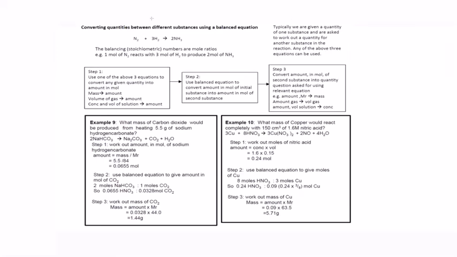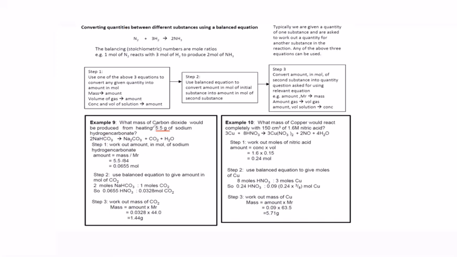So, example: what mass of carbon dioxide would be produced from heating 5.5 grams of sodium hydrogen carbonate? And the equation is given. So the mass of sodium hydrogen carbonate is given, and you need the mass of carbon dioxide. So if mass is given, take the mass ratio.